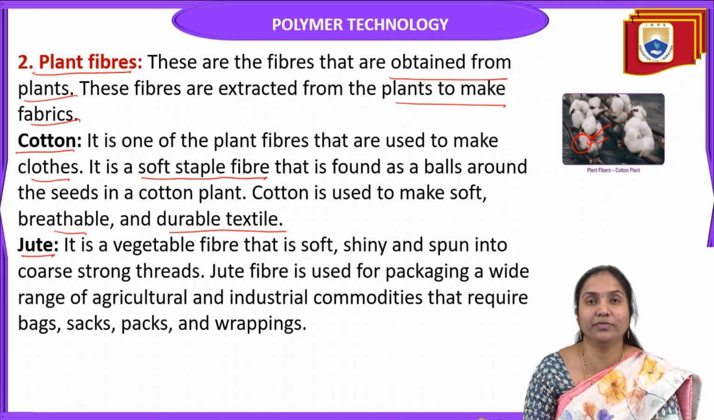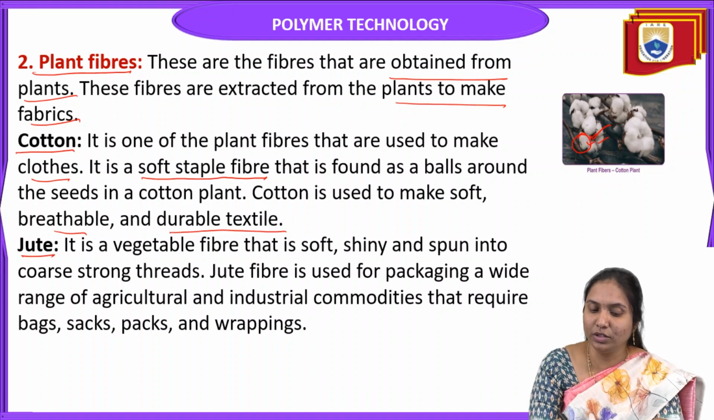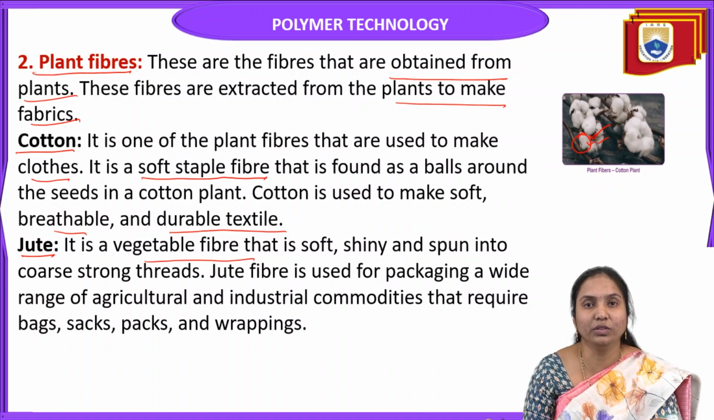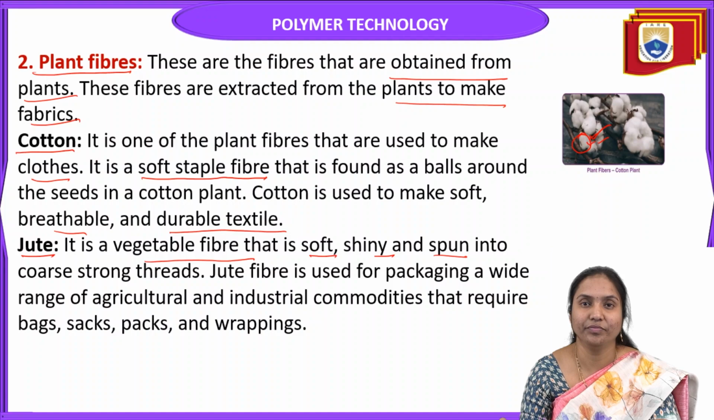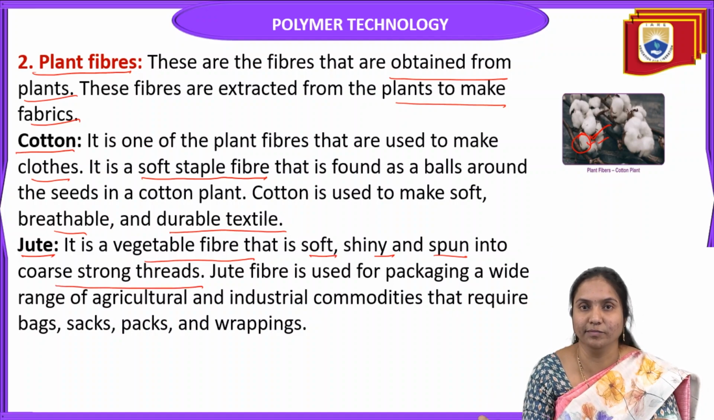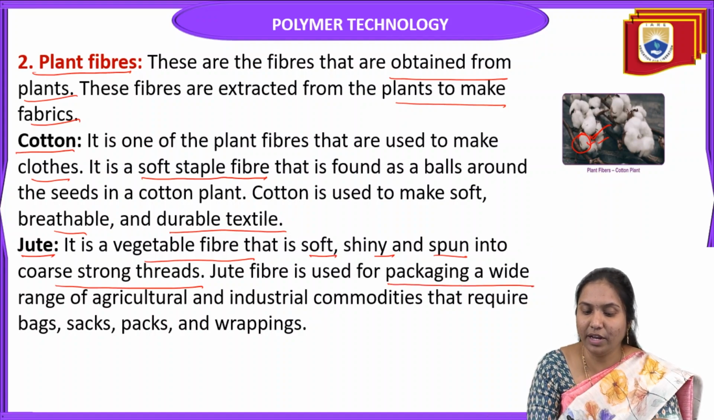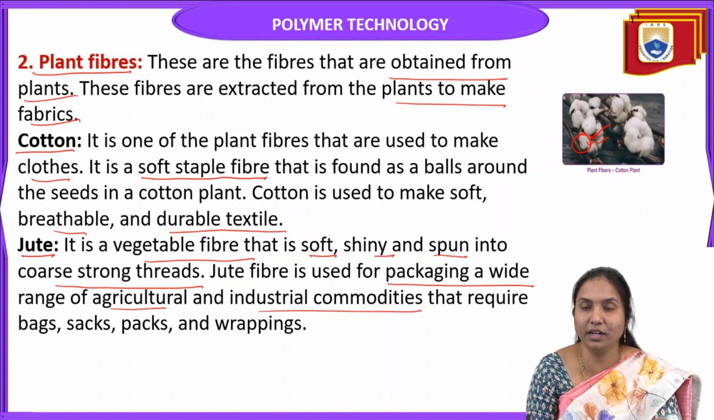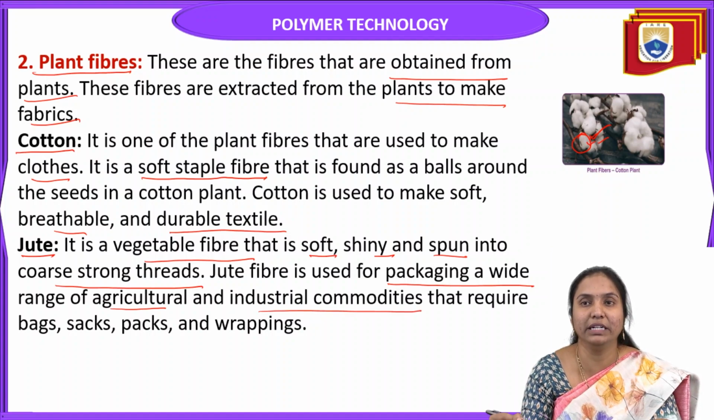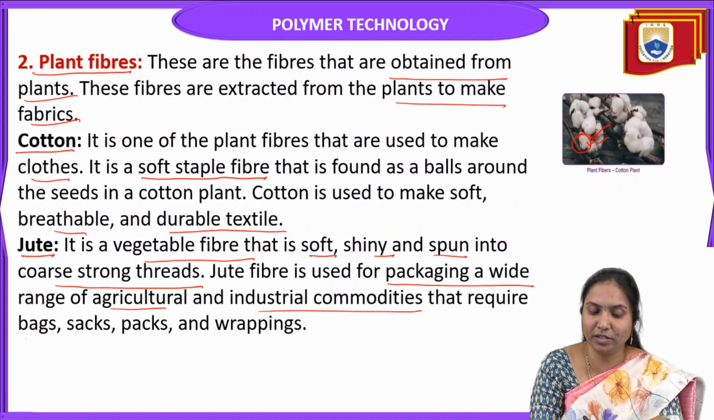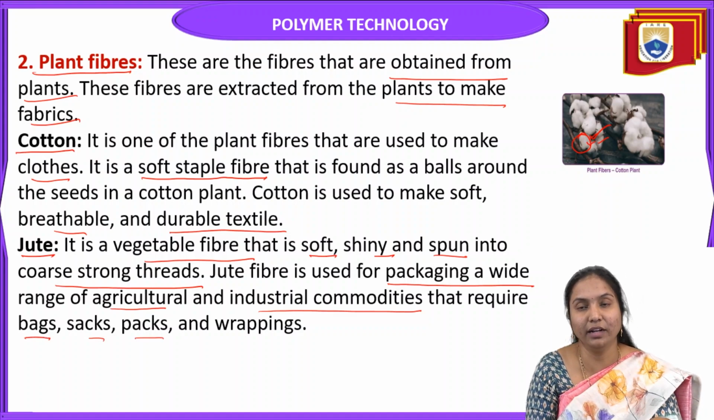And the second example of plant fiber is jute. It is a vegetable fiber. Jute is soft, shiny and spun into coarse, strong threads. This jute fiber is now used for packaging a wide range of agricultural and industrial commodities, that means industrial materials required for preparation of bags, sacks, packs and wrapping purposes.